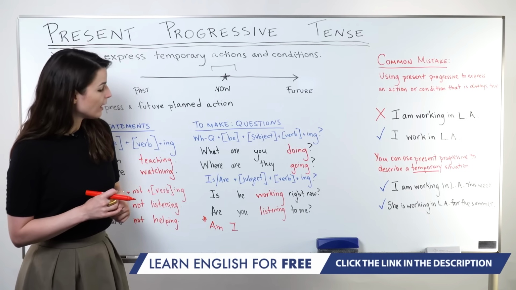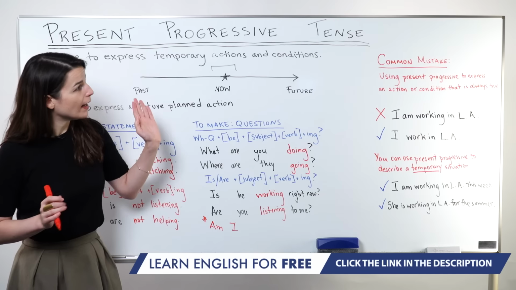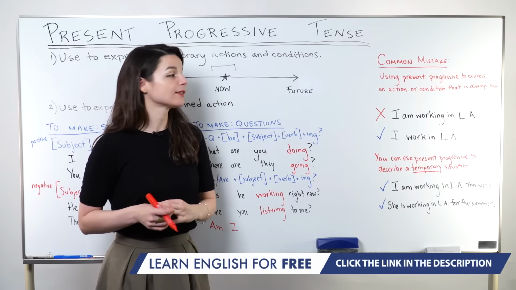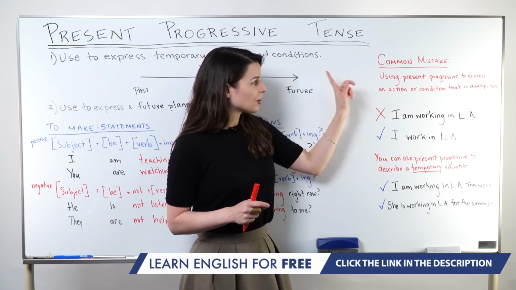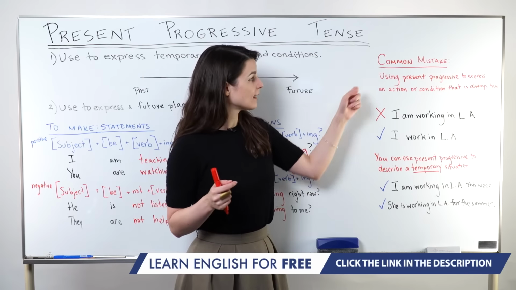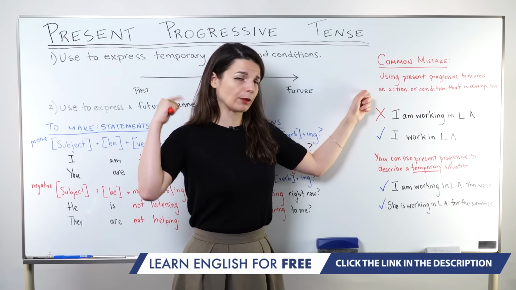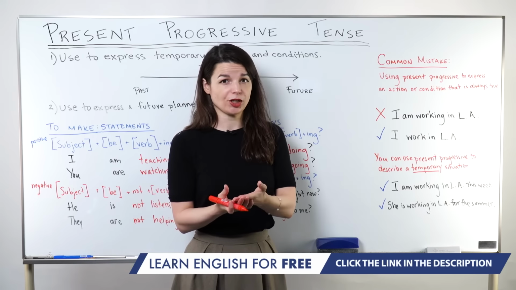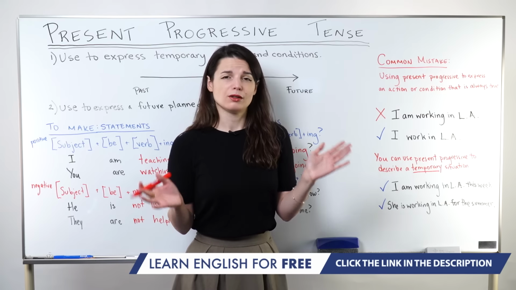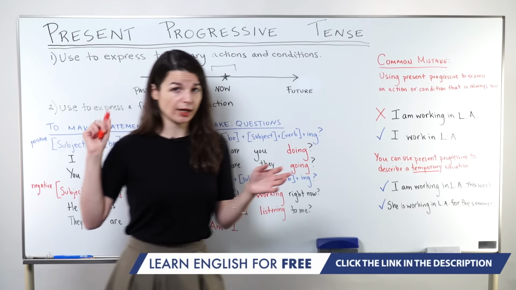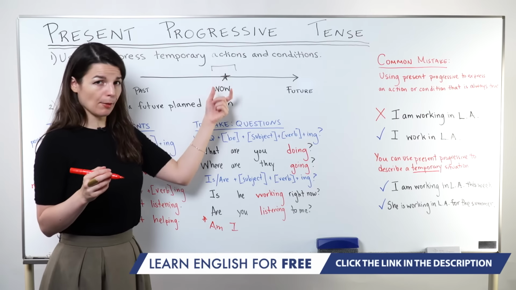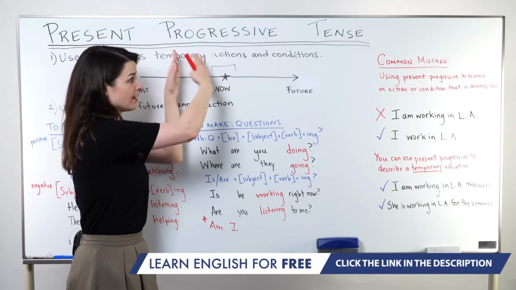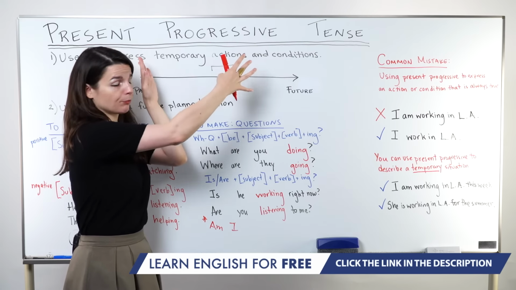Okay, so let's finish this lesson by looking at a very common mistake related to the present progressive tense. Something I hear learners do a lot is they use present progressive, this grammar point, to express an action or to express a condition that is always true. So a key point with this present progressive tense is that it's a temporary action. It's not something that's true forever. It's not something that's always true.